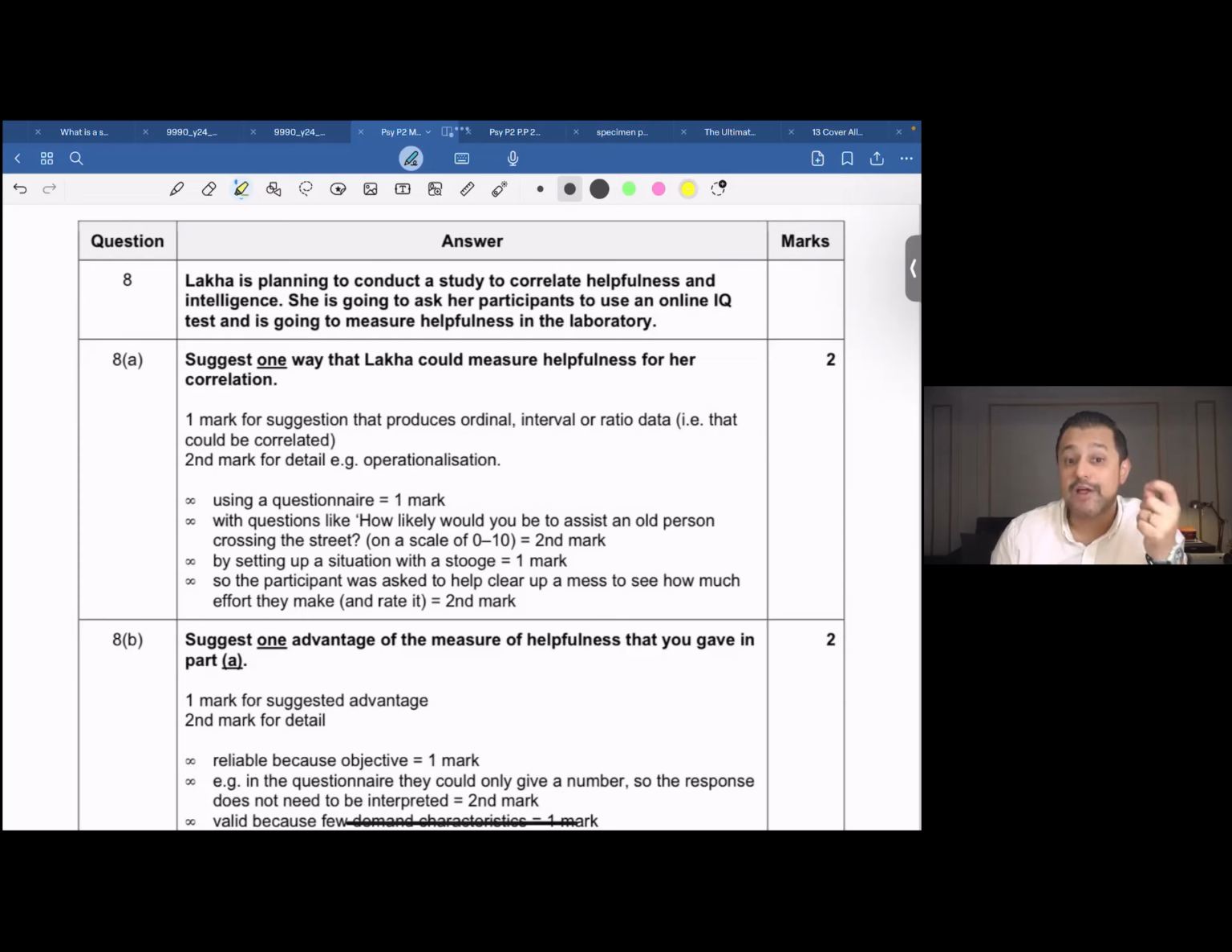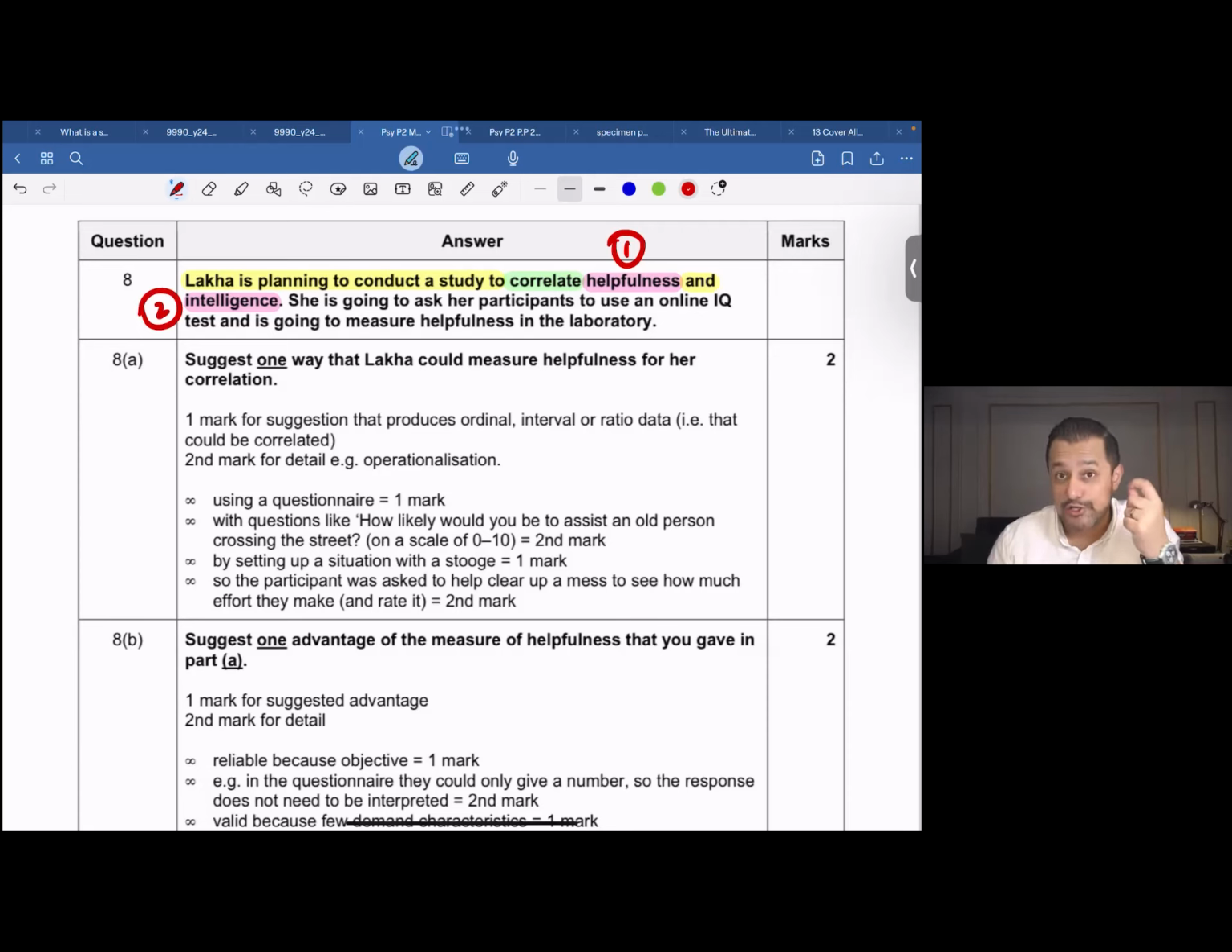Let's read it again. Lakha is planning to conduct a study to correlate helpfulness and intelligence. So, what I understand from here is this is a situation where Lakha is trying to conduct a correlational study. There are two variables over here, helpfulness and intelligence, where the first variable is helpfulness. I'll pick up red so that it looks clearer. And the second variable is intelligence. Now, remember a correlational study.